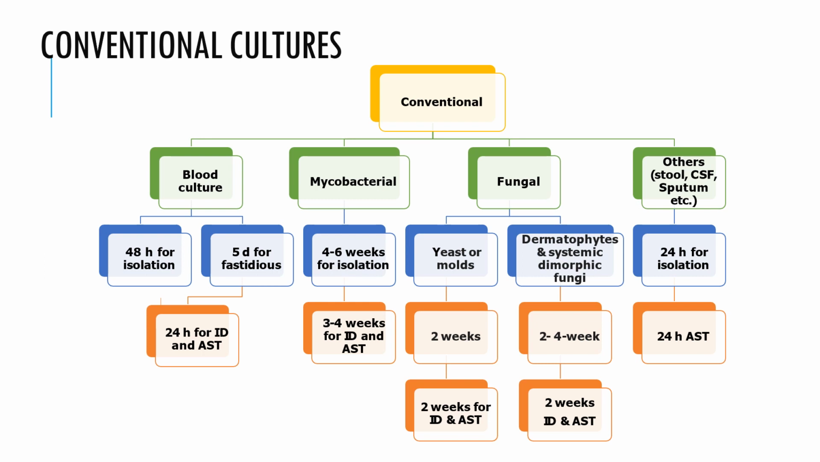There are different conventional culture methods available, such as blood cultures, mycobacterial conventional cultures, fungal and other sample cultures. Blood culture takes about 2 days for a provisional report and about 5 days for the final report. Mycobacterial culture takes about 4 to 6 weeks for isolation and then 3 to 4 weeks for identification and sensitivity. Fungal culture takes 2 weeks for identification and sensitivity. Dermatophytes and systemic dimorphic fungi take about 2 to 4 weeks for identification and sensitivity, while other samples take about 24 hours for isolation and 24 hours for sensitivity testing.